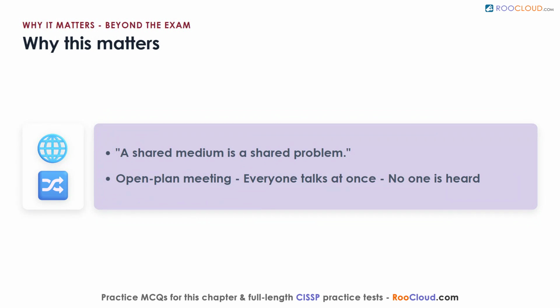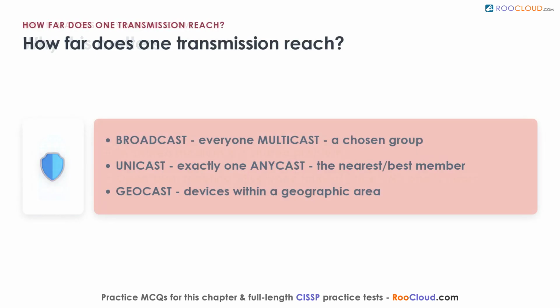Picture an open-plan office where everyone tries to talk at once in a meeting. No one is heard and the room descends into noise. Networks face the same challenge on a wire, and the rules they use to take turns directly shape performance and reliability. Understanding these methods helps you reason about congestion, efficiency, and why some designs stay orderly while others degrade under load. How many destinations can a single transmission reach?